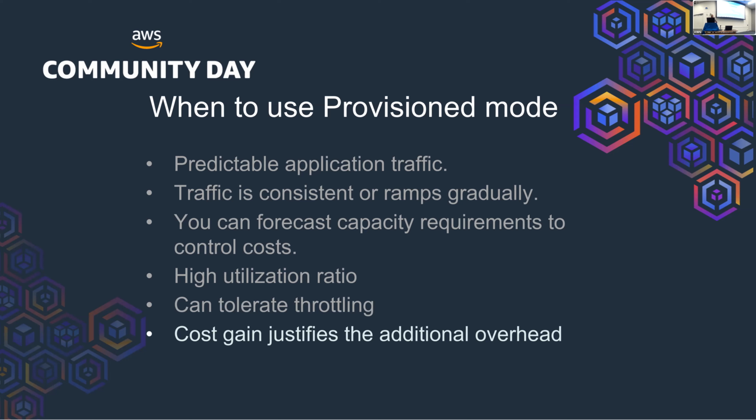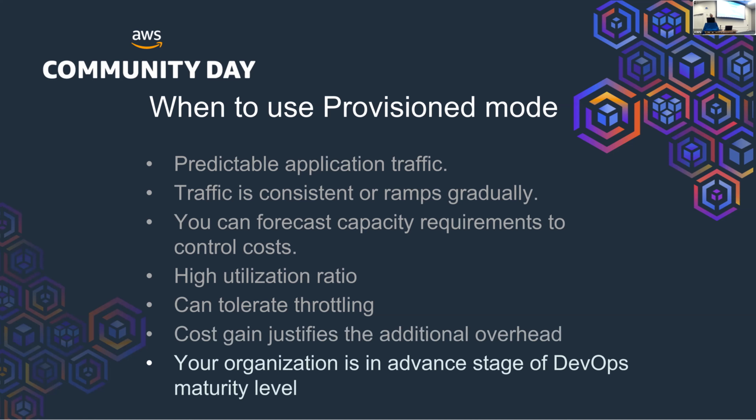And again, cost has to justify it. So as I mentioned, when we enable provision mode, we need to plan for the capacity, and we need to make sure we do some kind of automation. We have observability in place, monitoring and alerting. So those are overheads. So you also need to justify it: if you are saving maybe $50 and you are spending a couple of weeks doing this, probably not a good thing. And opposite to on-demand, it requires a high maturity level in terms of DevOps and automation.